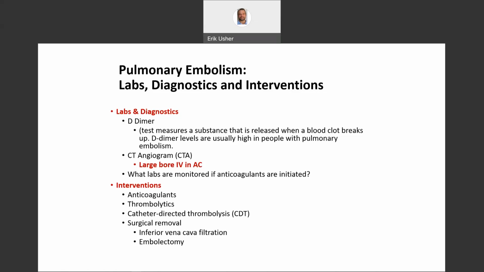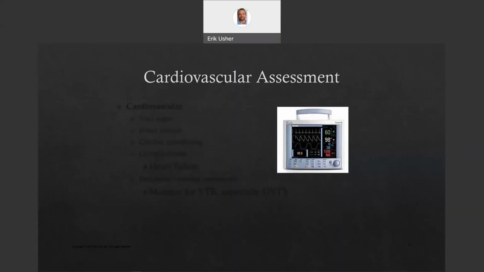If they don't have that direct interventional radiology, they can do thrombolytics. They may just fly these patients out. Again, they can do the anticoagulants. Anticoagulants aren't going to do anything for the clot that's there. It's just going to help prevent further clots from forming.